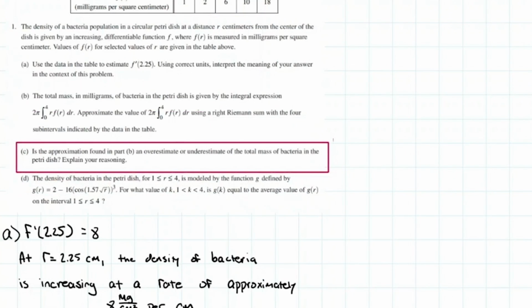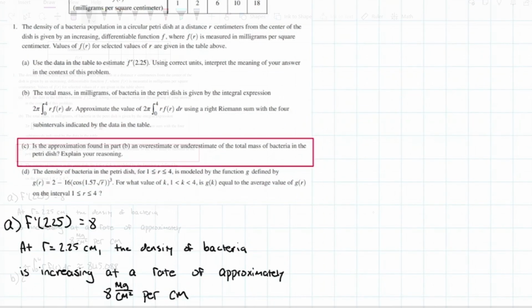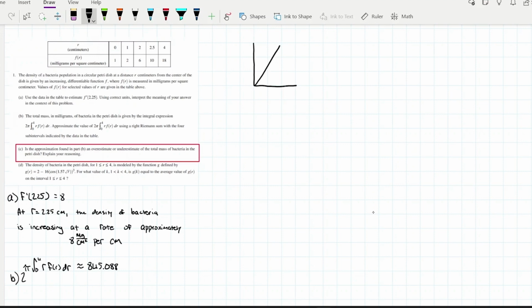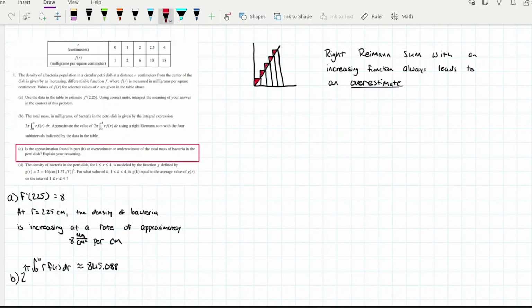Moving on to part C, let me again show the Riemann sum visually, where each data point is used to form the right side of each rectangle. We can see here that each rectangle has this excess area that extends past the function. It is actually the case that when using a right Riemann sum with an increasing function, or a function that maintains a positive slope, there will always be this excess area. Another way of saying this is that the approximation from the Riemann sum will be an overestimate.